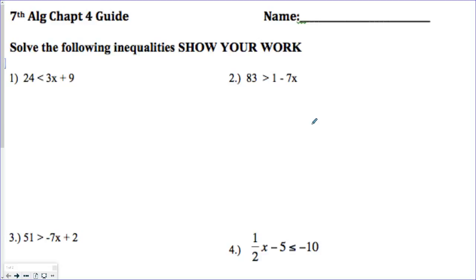That's it. So if it's a bigger than sign, you change it to a less than sign. If it's a less than sign, you change it to a bigger than sign. That's basically all there is to it. But that only happens if you divide or multiply by a negative number in the course of solving the inequality. Other than that, it's the exact same rules for an equation.